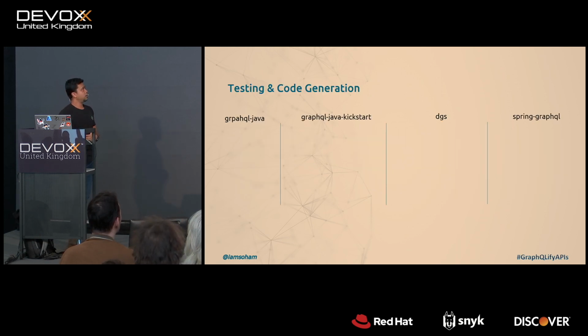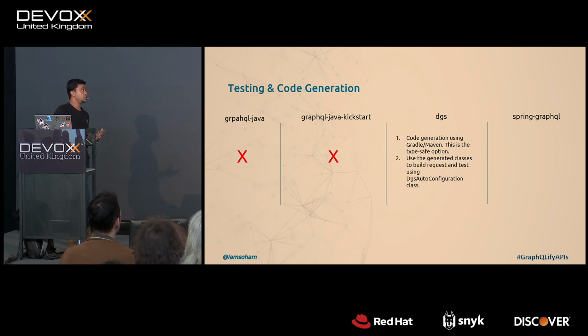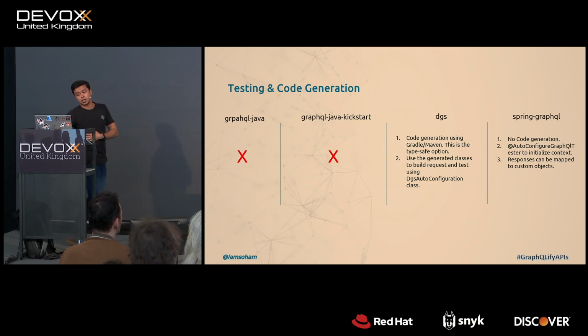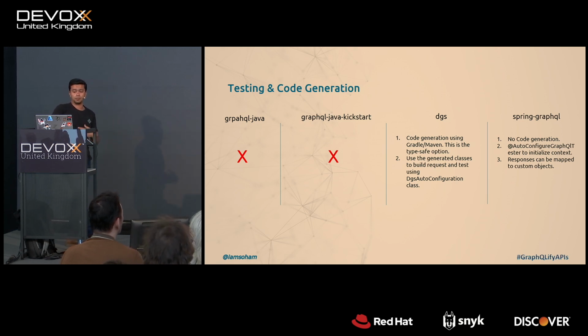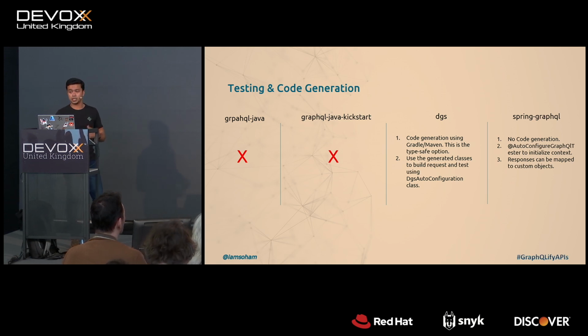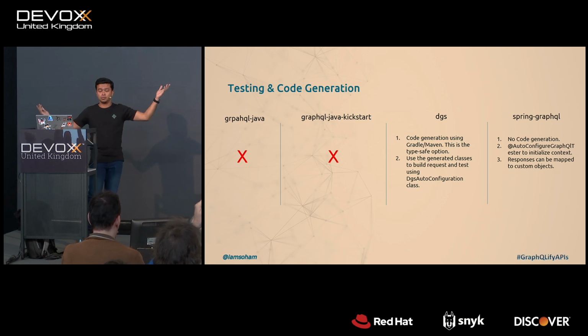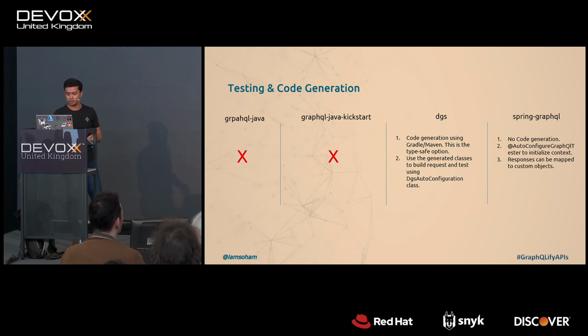So testing and code generation, I touched upon a bit. There is no defined way for GraphQL Java or Kickstart. In DGS, you can generate the entities in a type-safe way, and when you're writing unit tests or integration tests, you can use those types to check whether something is being retrieved or not. There is no code generation for Spring GraphQL, but you have an auto-configure GraphQL annotation, which helps you to write unit tests in a very intuitive way. And responses you can map to a custom object. That can also be possible. And as I said, the DGS plugin is basically a plugin, so you can also use it in other frameworks as well.